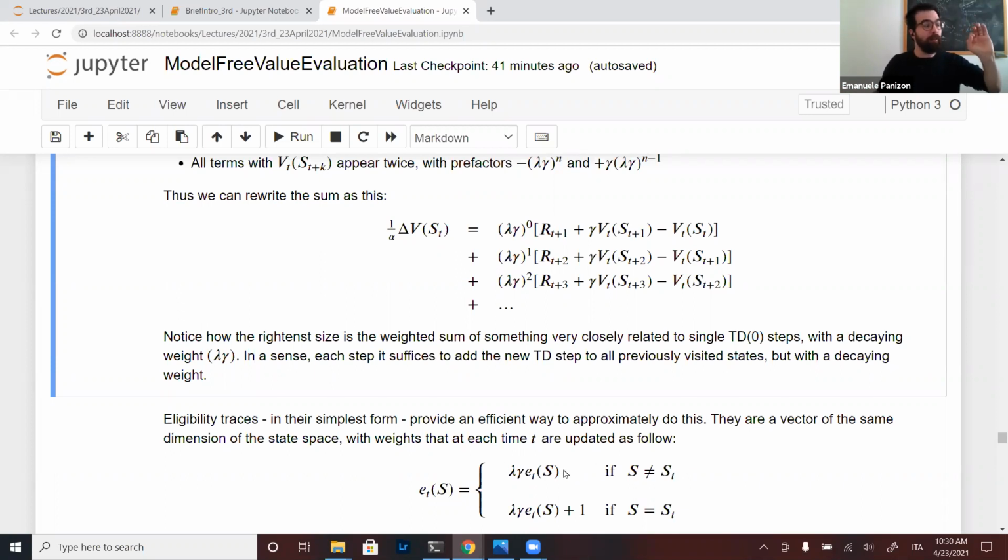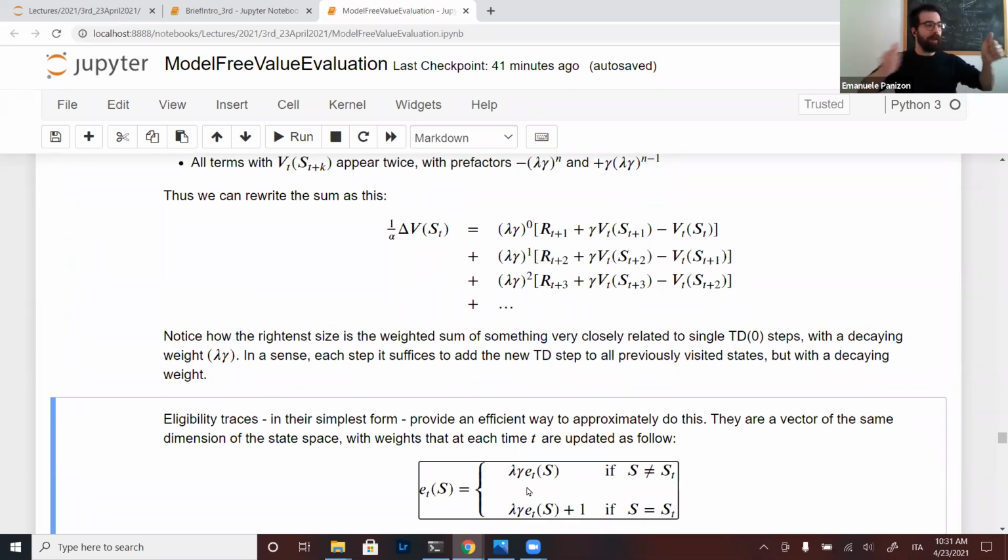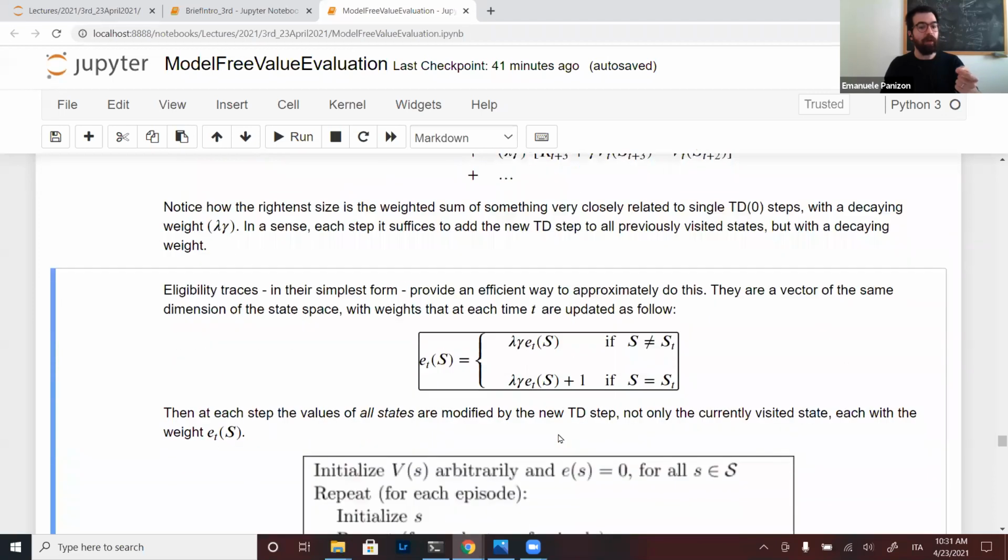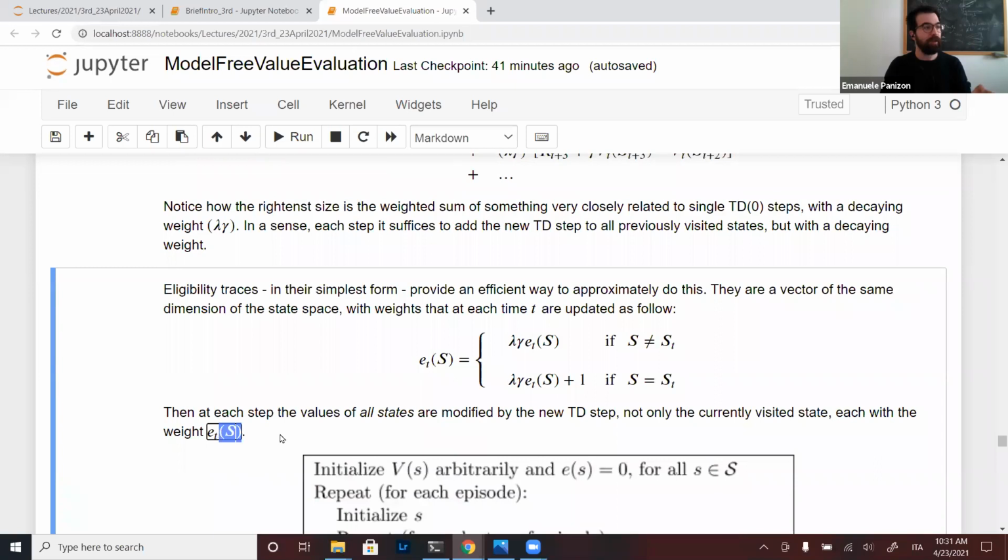And if I move away from the state, I just get a multiplication by lambda gamma. Okay, so I have weights everywhere, which are 0. Then I visit a place, it goes to 1, and then it goes down. And I visit again, it goes +1, and then it goes down. And at each step, instead of updating the value only for the state I am in, I update the value everywhere with weight proportional to the eligibility traces.